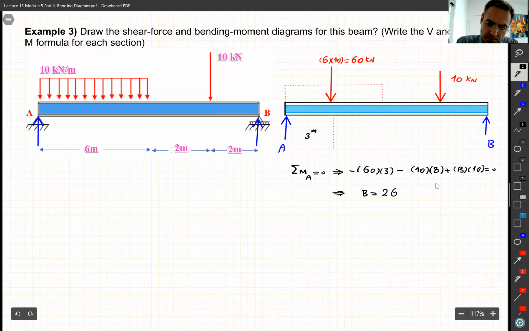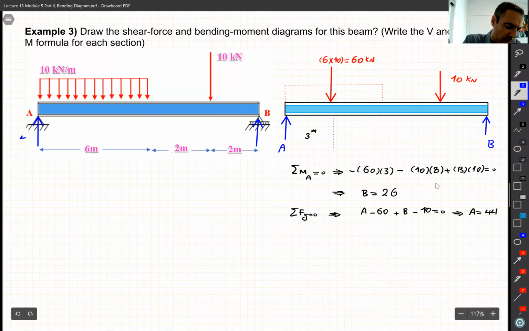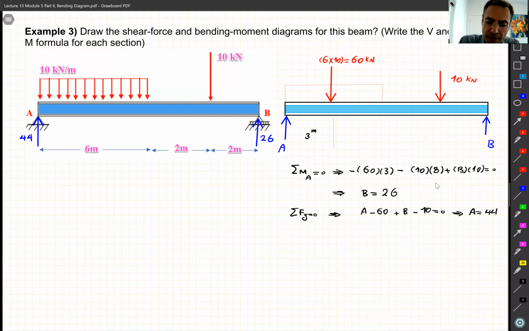Okay. Please check that I didn't make any mistake. So then sum of the forces in y equal to 0 gives me A minus 60, plus B minus 10. And from here I can find A, which is 44. So far good, it's easy. We found A is 44, I write it down over here, and we found B is 26. Then we go to the next step, which is the boundaries.